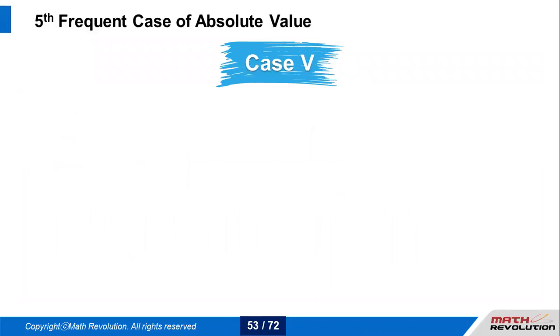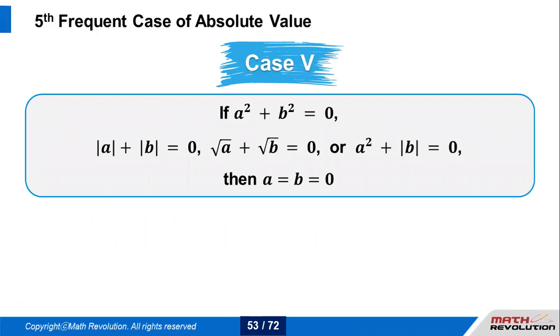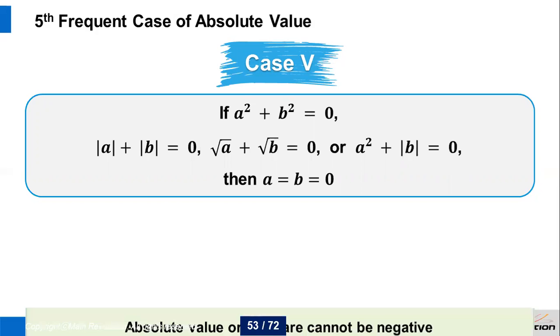Let's talk about the fifth frequent case. So we have done with the less than, we have done with equal to, we have done squaring equal to, we have taken the case where A is not equal to B. We have taken the fourth case as A is equal to B. And the fifth case here is if squaring A and B separately and adding up gets me 0, or mod A plus mod B is equal to 0, or square root of A plus square root of B is equal to 0, or keeping one of them as a square and taking another as a mod is getting me 0, then A and B are equal, yes, but that is all equal to 0.